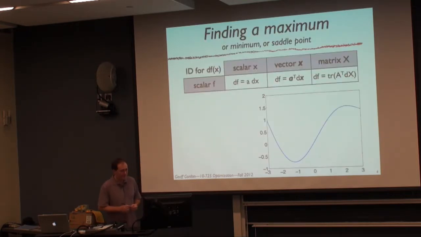All right. We went through this kind of quickly, so I wanted to go over it again. If you want to find a maximum or a minimum or a saddle point, right, in one dimension, the standard thing is to set the derivative to 0. And why does that work?